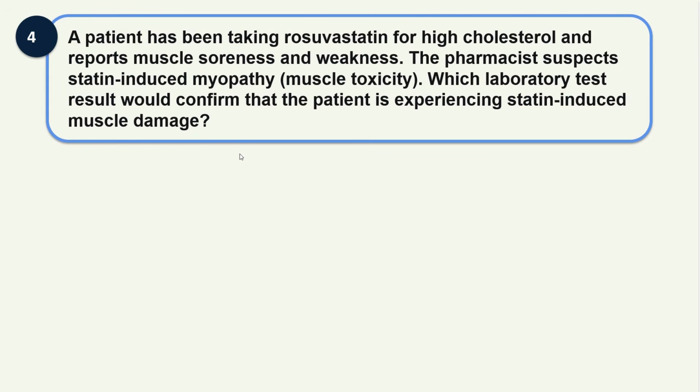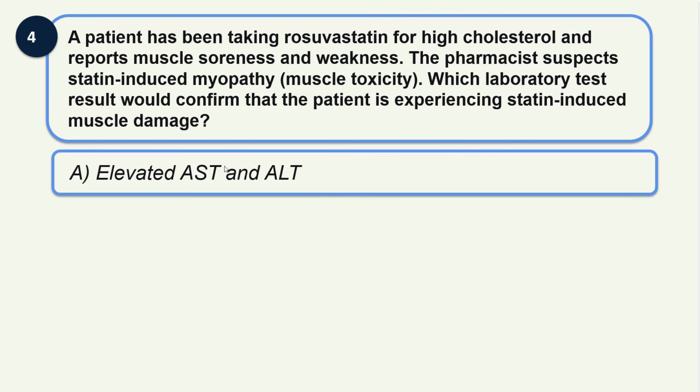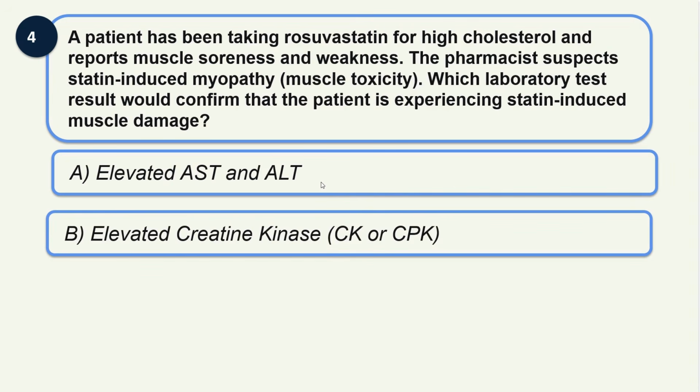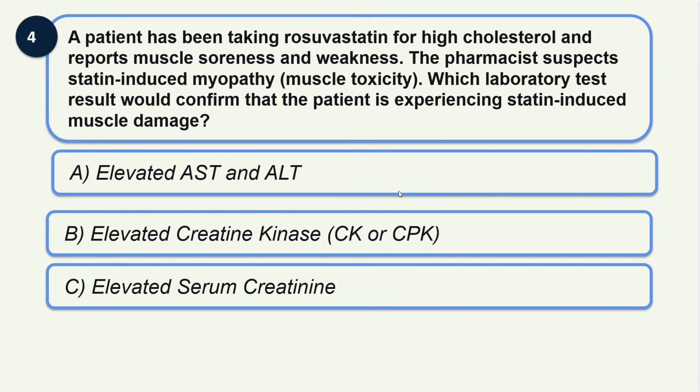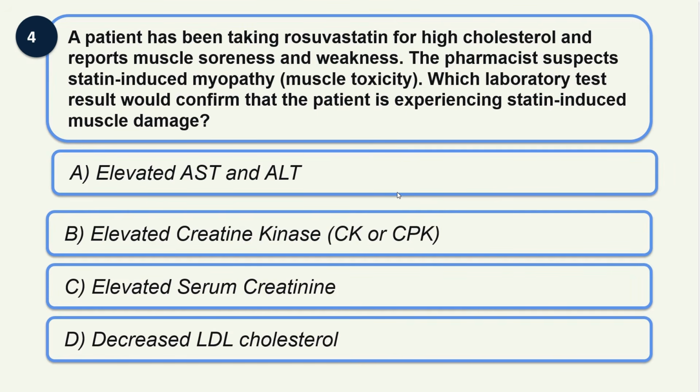Next, a patient has been taking rosuvastatin for high cholesterol and reports muscle soreness and weakness. The pharmacist suspects statin-induced myopathy or muscle toxicity. Which lab test result would confirm that the patient is experiencing statin-induced muscle damage? A. Elevated AST and ALT. B. Elevated creatine kinase. C. Elevated serum creatinine. D. Decreased LDL cholesterol.